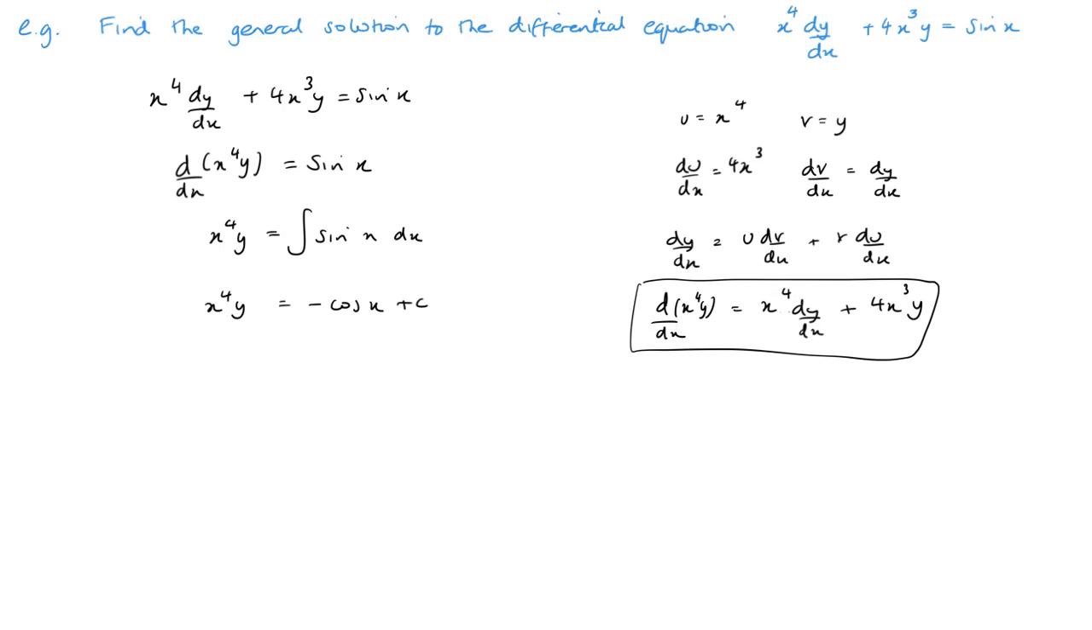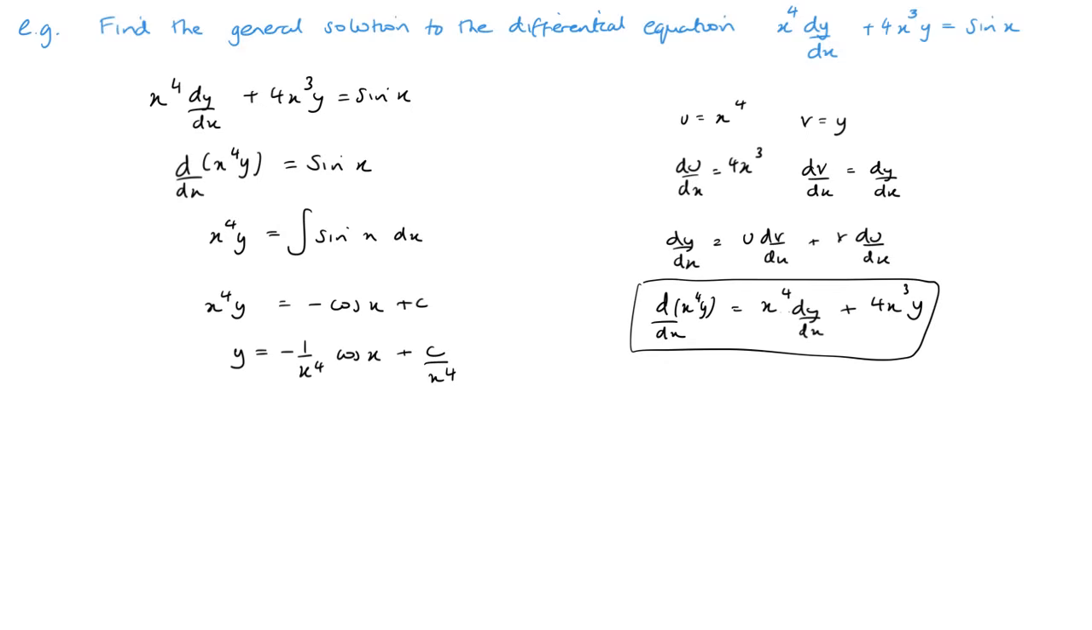Then I want y equals, so I divide by x to the power 4, and I get minus 1 over x to the power 4 cos x plus c over x to the power 4. That c is just a constant; it could be replaced by another constant, but I will leave it like that. This type of differential equation can be solved in this way, and it's about spotting it.